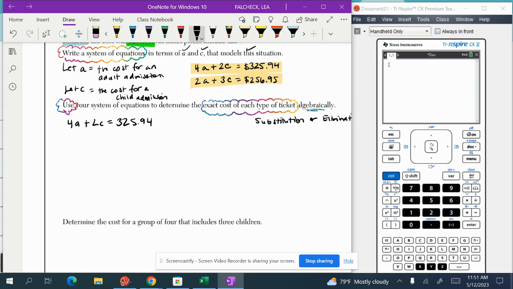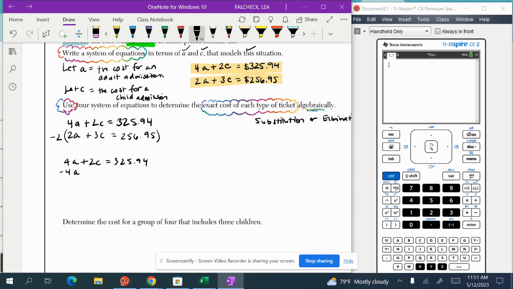Since I don't have one variable all by itself, I think I'm just going to use elimination in order to get rid of a variable. Okay, so it looks like if I just multiply this one down here by -2, the A's will cancel. So I'm going to go ahead and do that. I'm just going to copy the original as it was. Then I'm going to multiply everything in the bottom equation by -2.